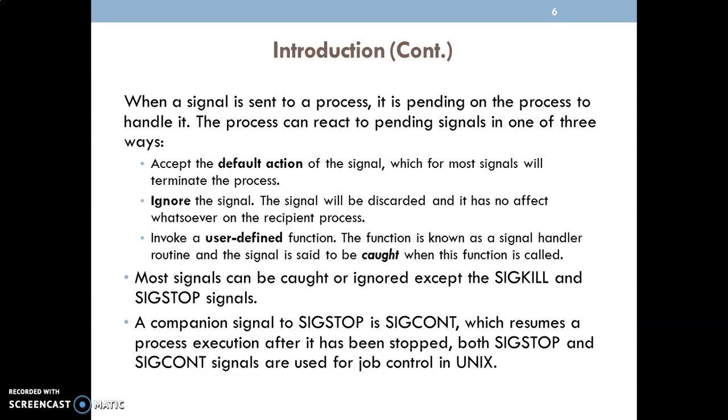Here the default action is nothing but the process will terminate itself. Ignoring the signal is nothing but just discarding it, and it does not have any impact on the recipient process. Then the user-defined function is what I can call a signal handler. So the signal has been caught. Most of the signals can be caught or ignored, except SIGKILL and SIGSTOP.